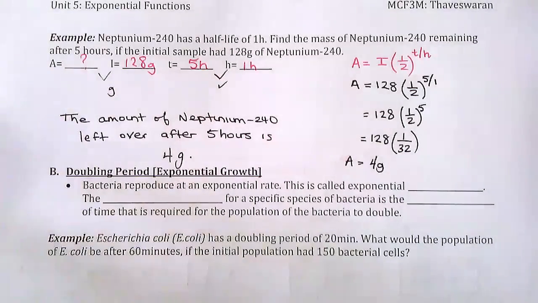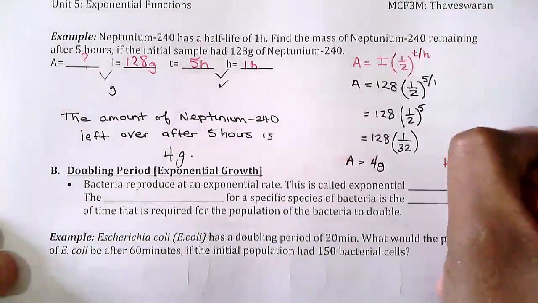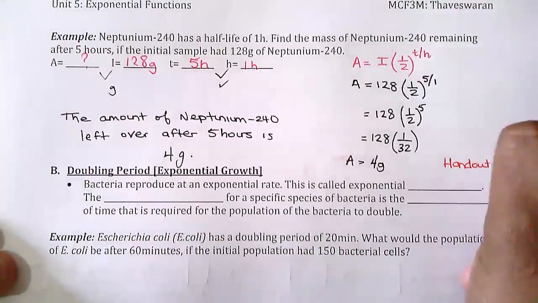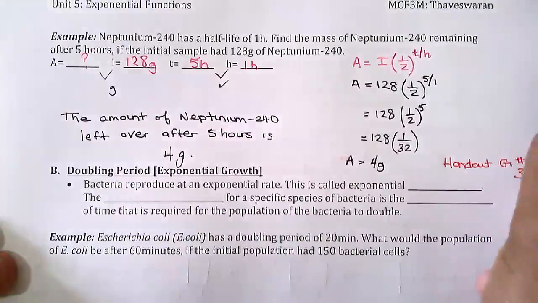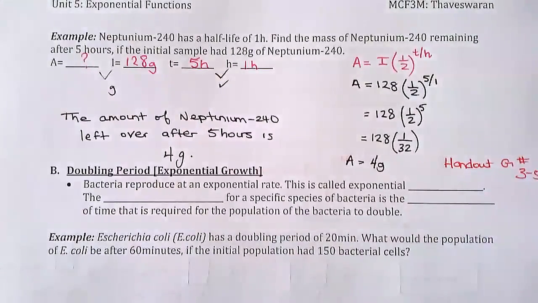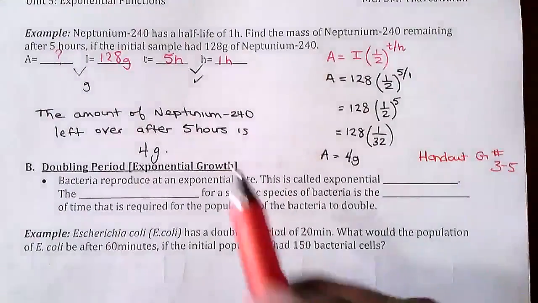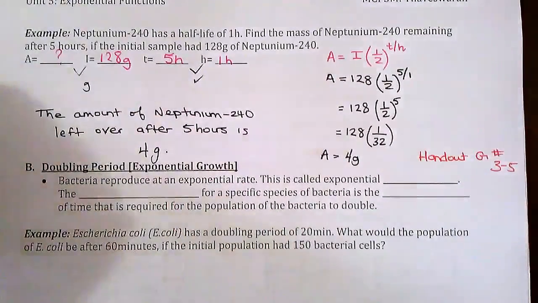Okay, so to practice these half-life questions, you are going to do handout G number 3 to 5. I'm also going to, in another video, show you the second application, which is exponential growth.